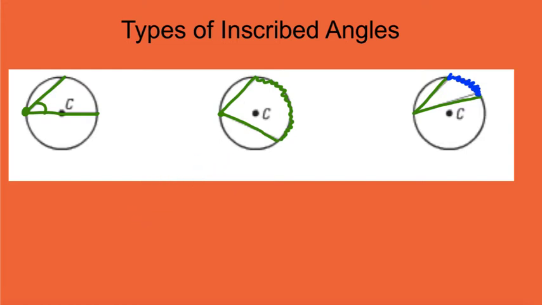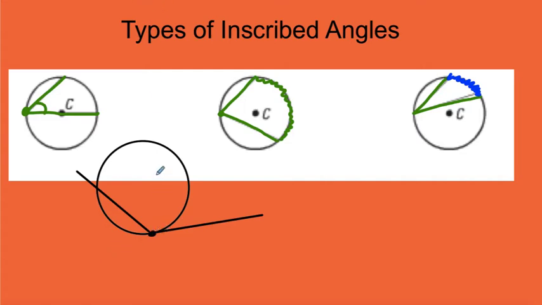And here's one that's really funny. I love this one. This one, I'm going to draw the circle. So here's a circle. This one can be tricky. It's when you have a secant and a tangent. So you can see that the vertex of this angle is right here on the circle. But sometimes it can be really, really hard to see. So right here, this is the inscribed angle.